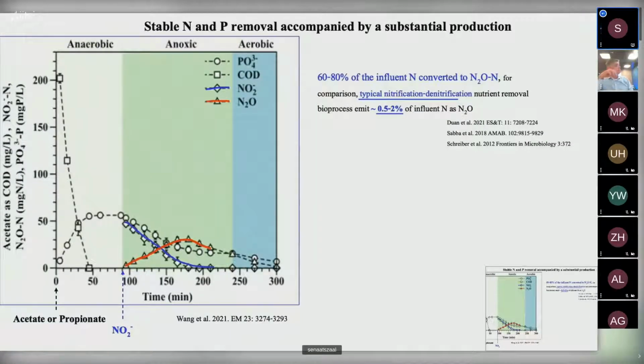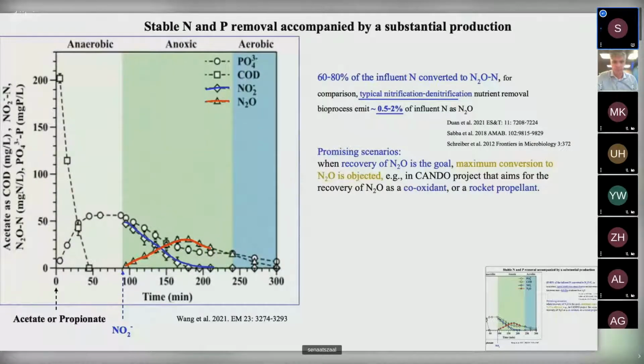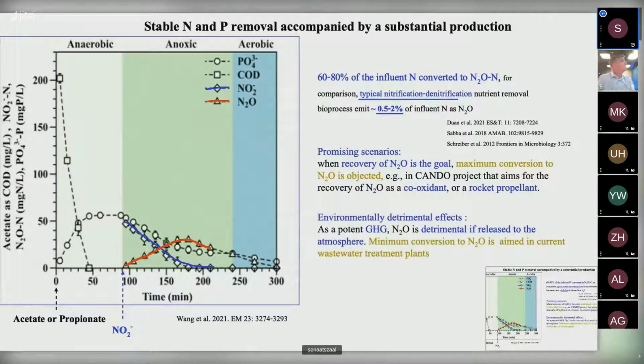This high conversion to nitrous oxide is promising if the recovery of nitrous oxide is a goal, like in the CANDO project to recover nitrous oxide as a co-oxidant. However, if nitrous oxide is not recovered and is just released to the atmosphere, that would be environmentally detrimental, because nitrous oxide is a potent greenhouse gas. In wastewater treatment plants, at least currently, a minimum conversion to nitrous oxide is expected.